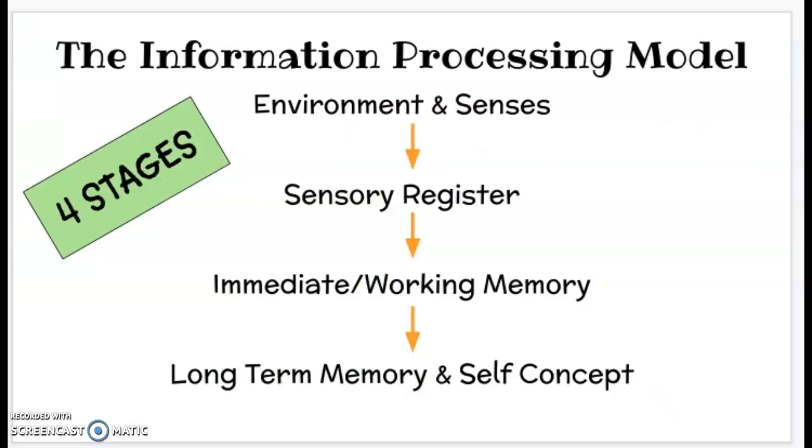There are 4 stages in the information processing model that build upon each other. It begins with environment and senses, which leads into the sensory register. The sensory register filters into the immediate or working memory stage, which ultimately leads to long-term memory and self-concept.